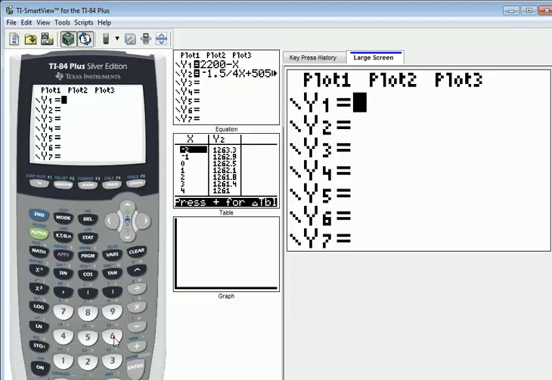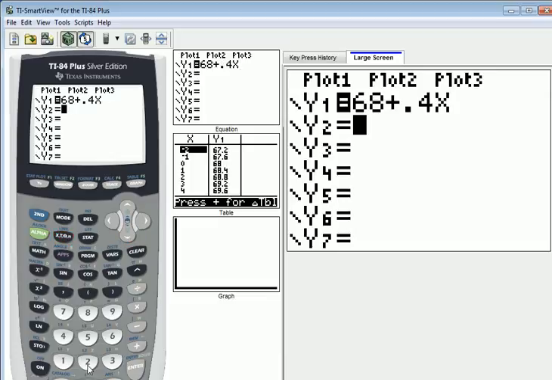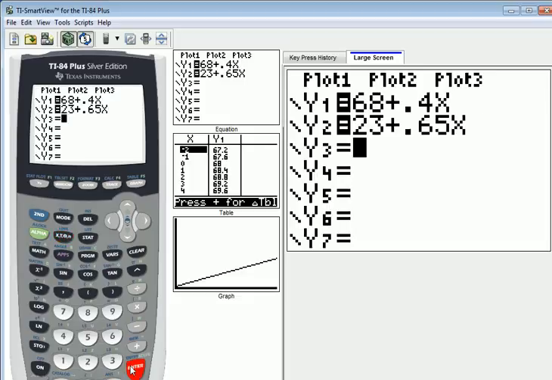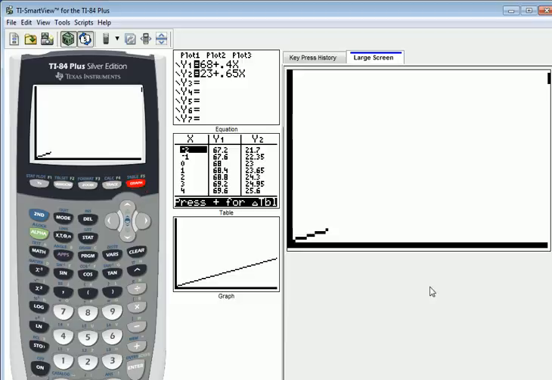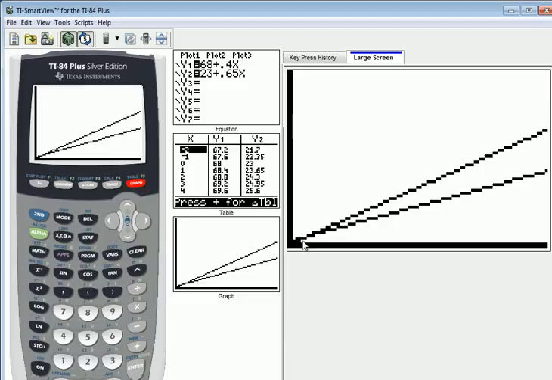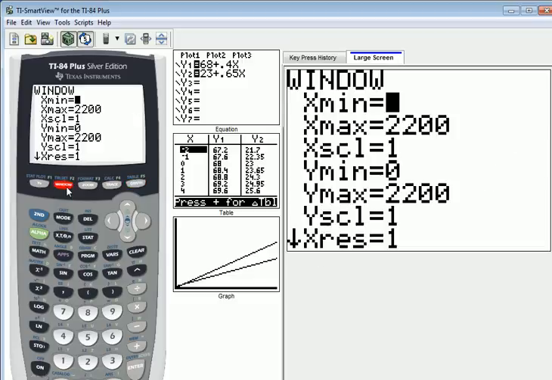Okay, so what I'm going to do is enter the two equations. 68 plus 0.4x represents Peter's, and then we'll do 23 plus 0.65x is going to represent Helen's. Now, if we look at our graph, can we see everything? I do, and it looks like it's narrowly focused in here for me, and yours might be very different.